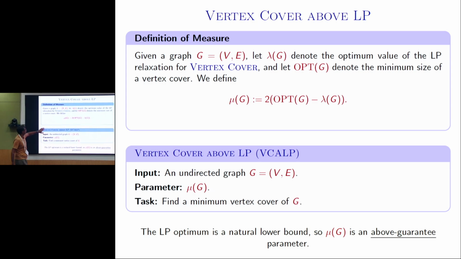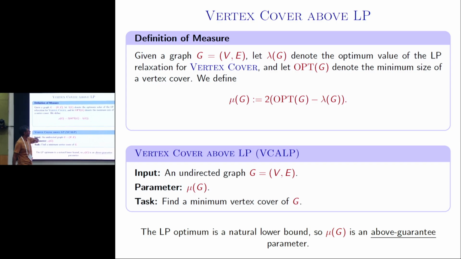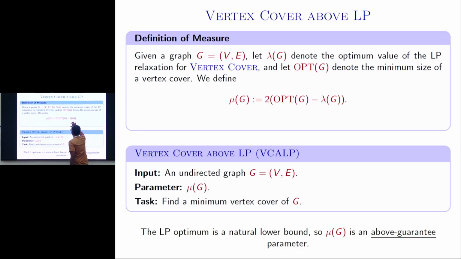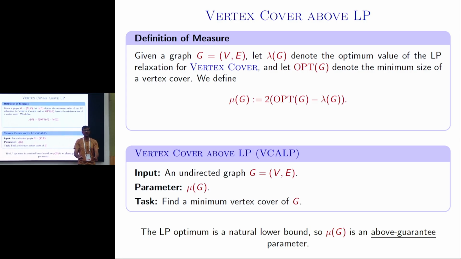So let me first define the measure by which we want to have a running time. So what is the running time? So lambda g is the cost of, if you write the classical LP, linear programming for vertex cover, its cost. Now we know that any integer linear programming has value at least the linear programming, LP. So I'm saying my measure is opt minus lambda g.